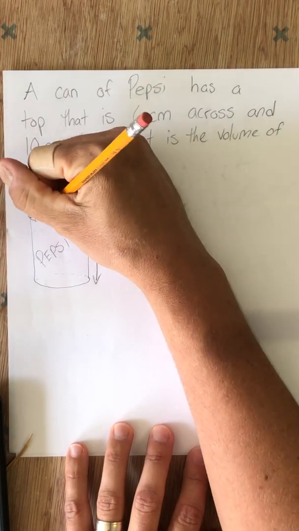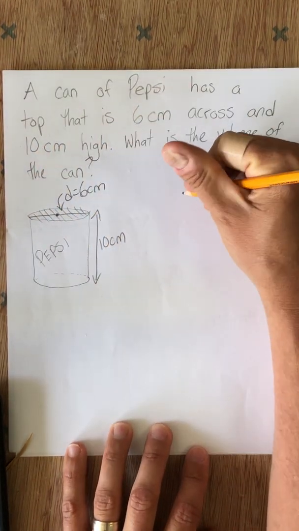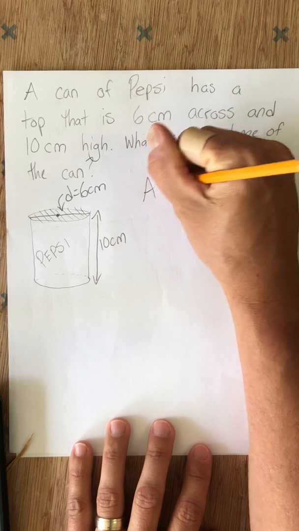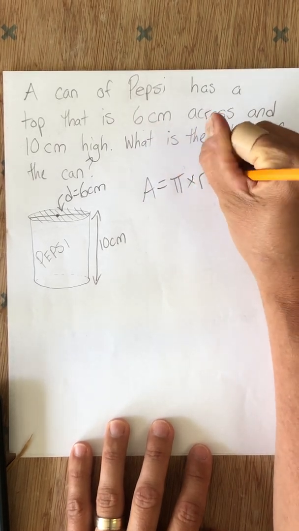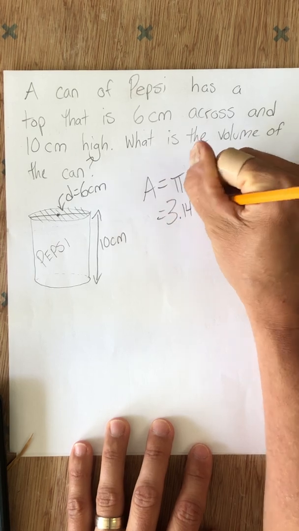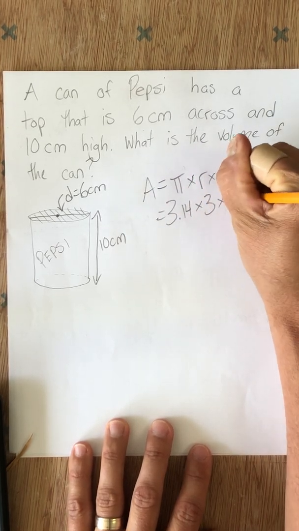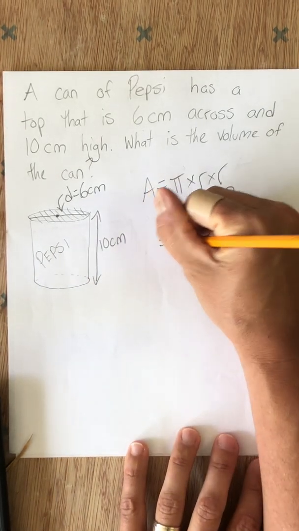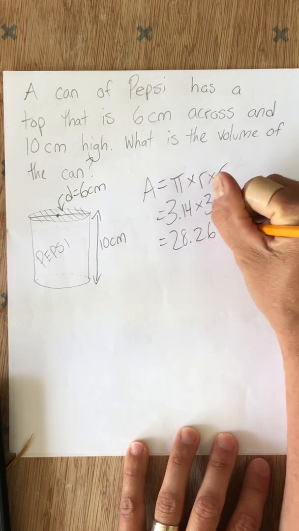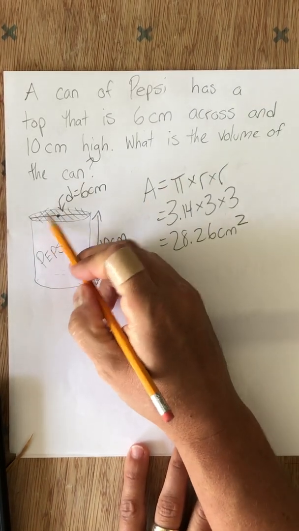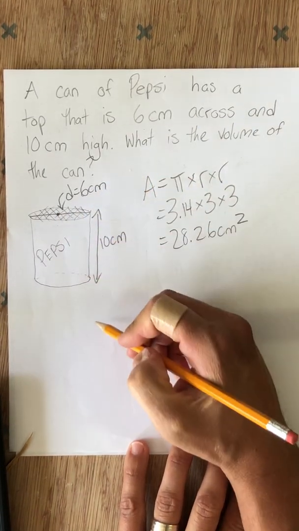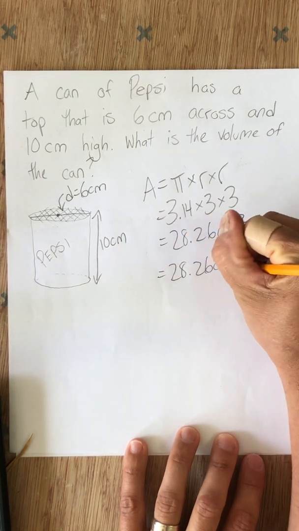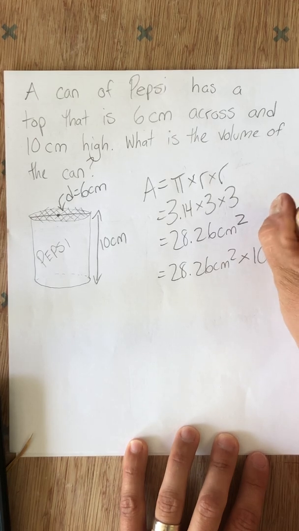To find out the volume, first I find the area of the top. If the diameter is 6 centimeters, the radius is going to be 3 centimeters. So my area is pi times radius squared: 3.14 times 3 times 3 equals 28.26 centimeters squared. I have the area of my top, so to find the volume, I multiply it by the height: 28.26 centimeters squared times 10 centimeters.